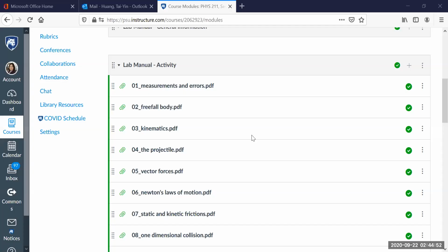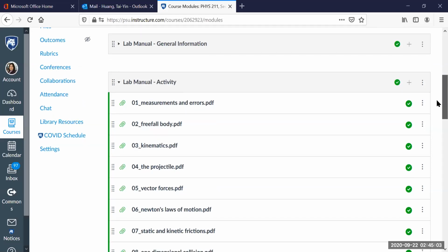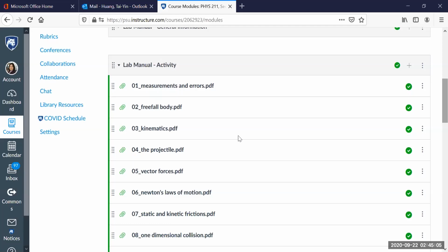Hi there, everyone. So this week we're going to do lab 4, the projectile. You log on to Canvas, go to our course folder, click on modules, and then click on this lab menu, the projectile. Once you click on that, this is what you're going to see. So let me bring up the lab.